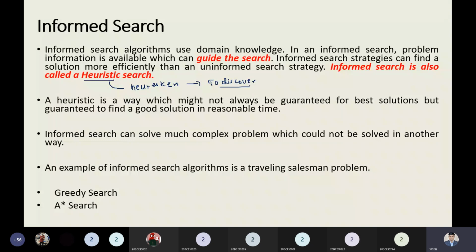So for applying or to learn the informed search, we have to follow the heuristic pattern or heuristic search, we can say. So what actually is a heuristic? A heuristic is a way which might not always guarantee the best solution, but there are some possibilities. Because we are following a journey, there is no guarantee our journey will be a success, but we have planned. So we can assure ourselves that at least we can cover the distance without any hurdle, without any problem.